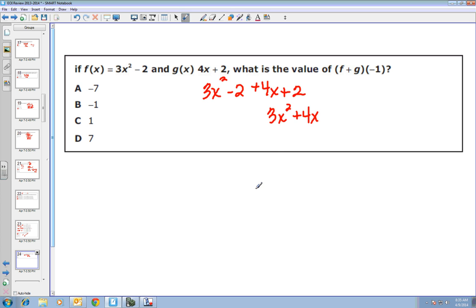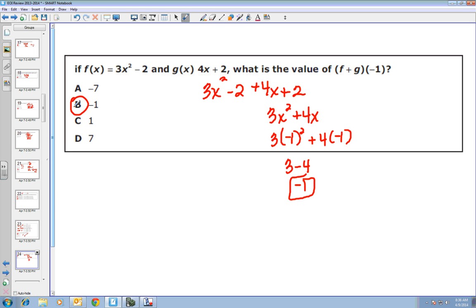And now what do they want me to do? Plug -1 in. So 3 times -1 squared plus 4 times -1. Now, if you put this in your calculator to check your answer, if you don't put parentheses around this -1, it's going to give you the wrong answer. Because -1 squared is a +1, so that's 3 minus 4. So my answer is -1.